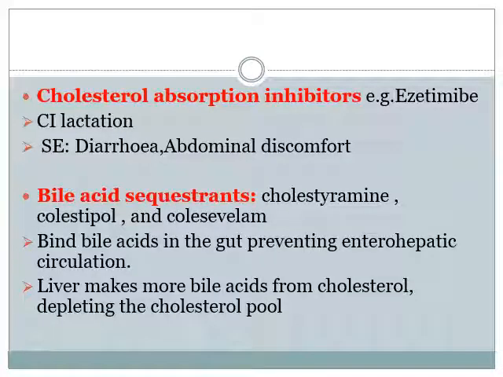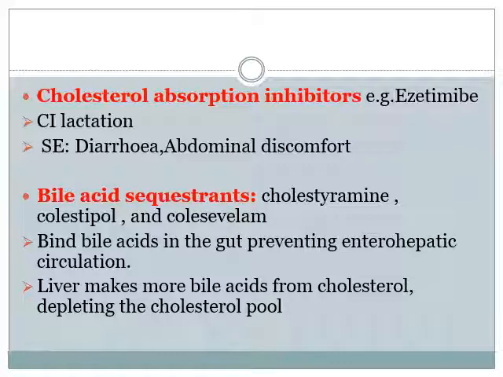The other group is the cholesterol absorption inhibitors. From its name, it inhibits the gut absorption of cholesterol from food and bile, like ezetimibe. It's very effective when given with a statin. It reduces the LDL by an additional 10 to 15%, a 10% reduction in the triglycerides, and a 5% increase in the HDL. Contraindicated during lactation. Side effects: diarrhea, abdominal discomfort.